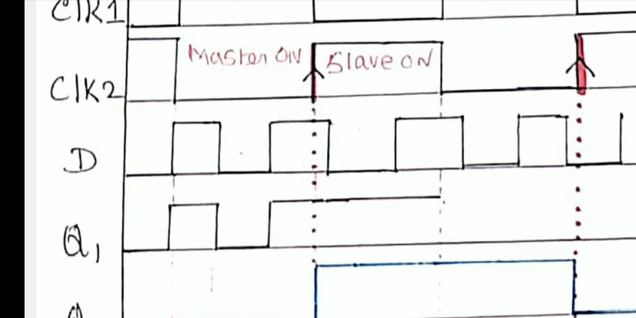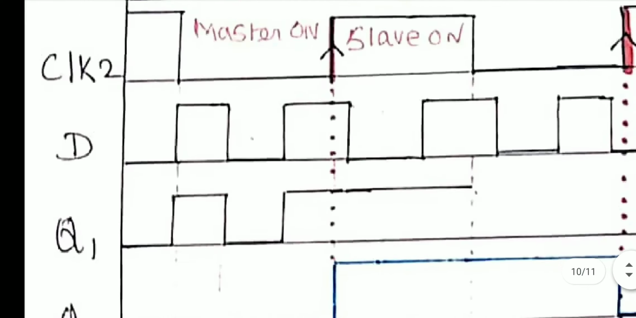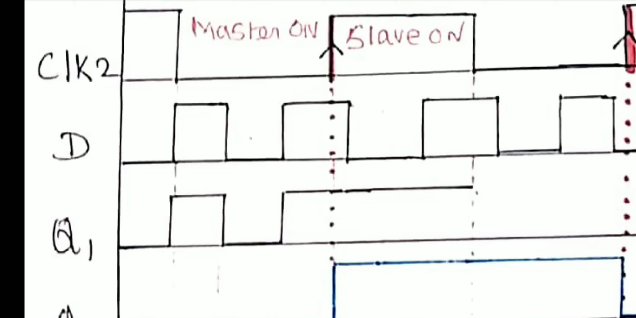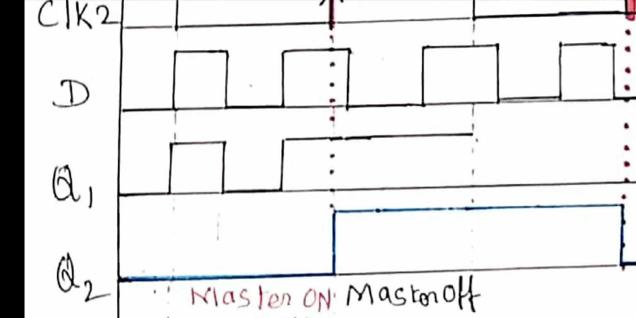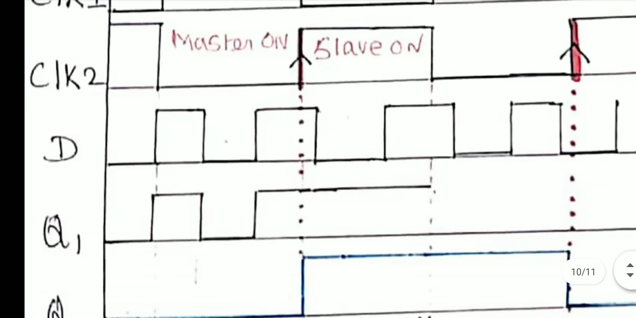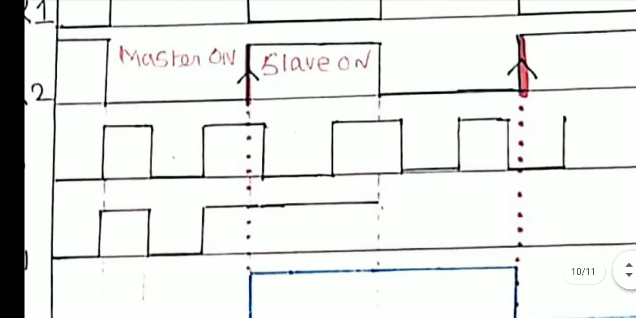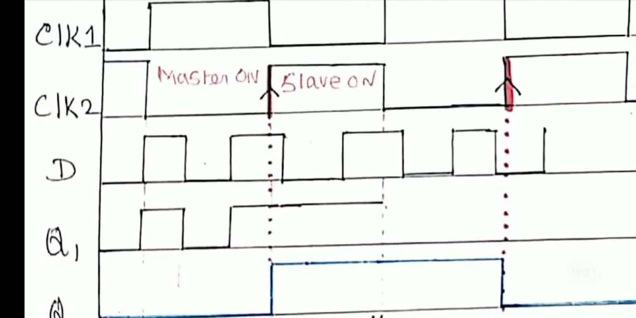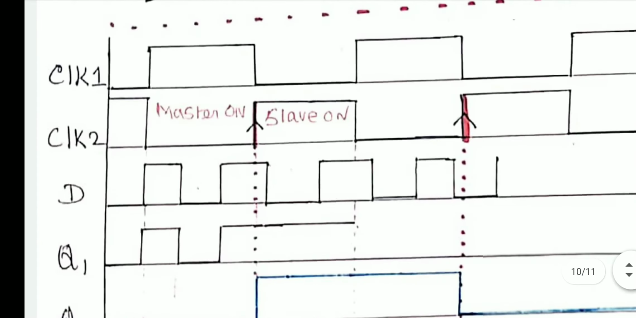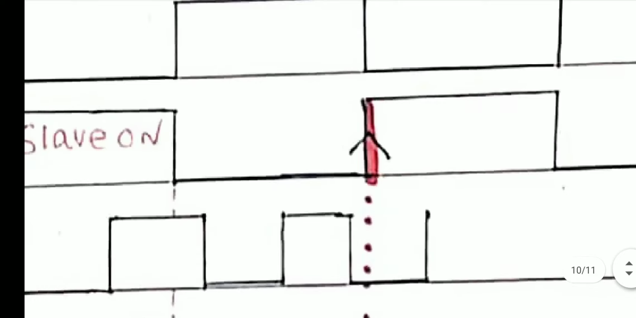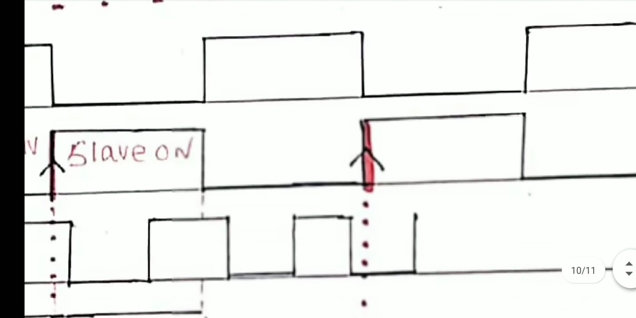Previously, when the slave is on, Q1 was high. Then it maintains at high. But in Q2, there is a change. Earlier Q2 was 0. Now Q2 follows the D value. Look, when the slave is on, D is 1. Hence Q2 is high. Q2 becomes 1. Next, during the next half cycle, again master on, slave off. Now the master transfers the D input to the Q output.